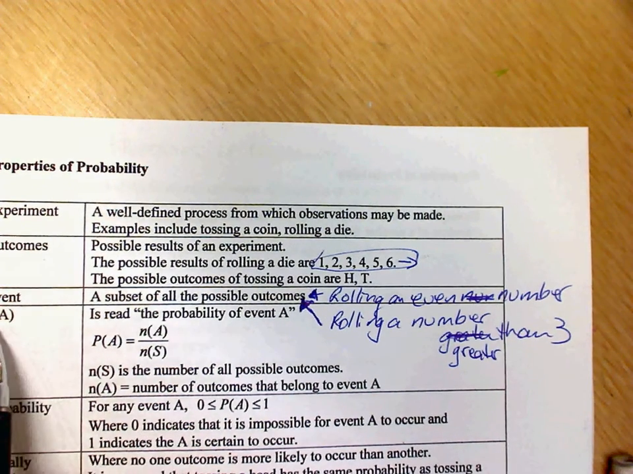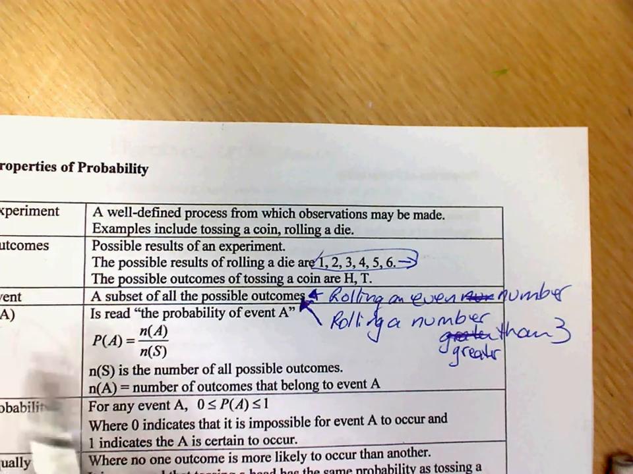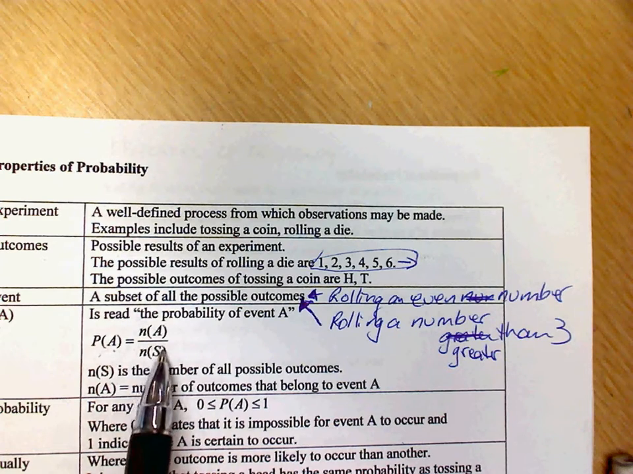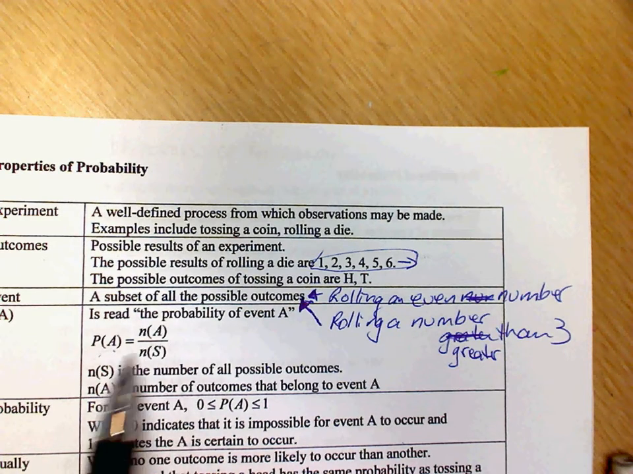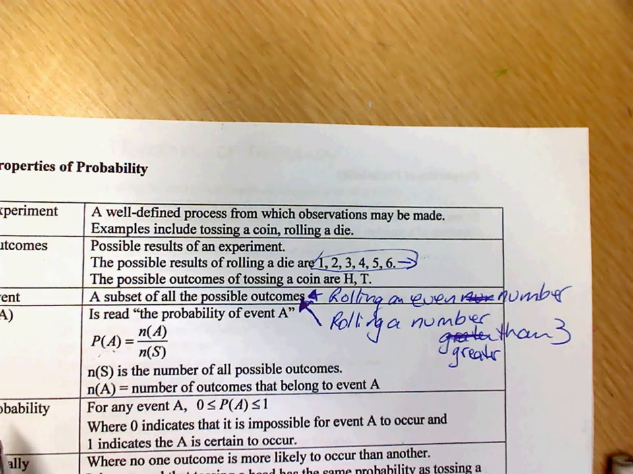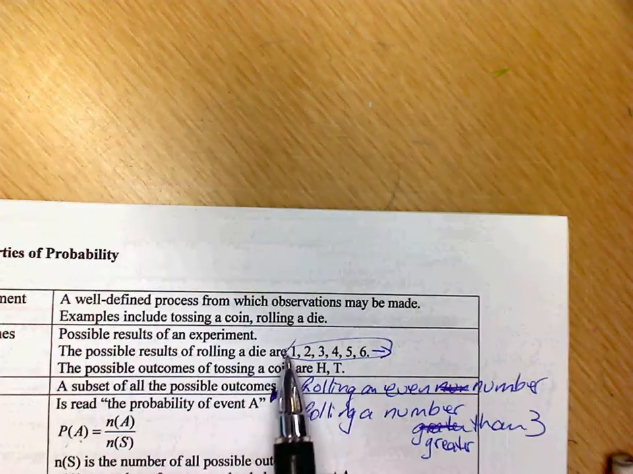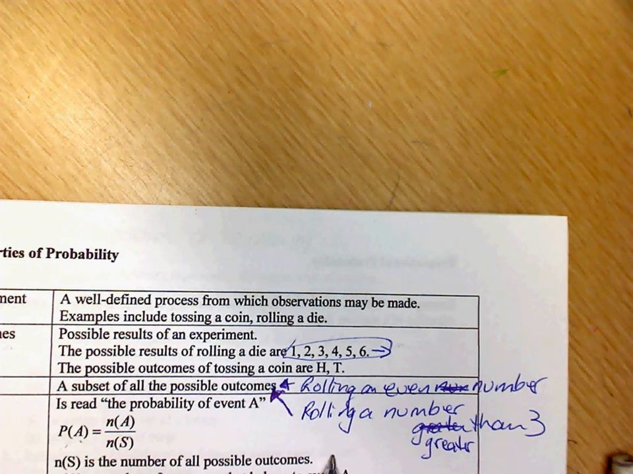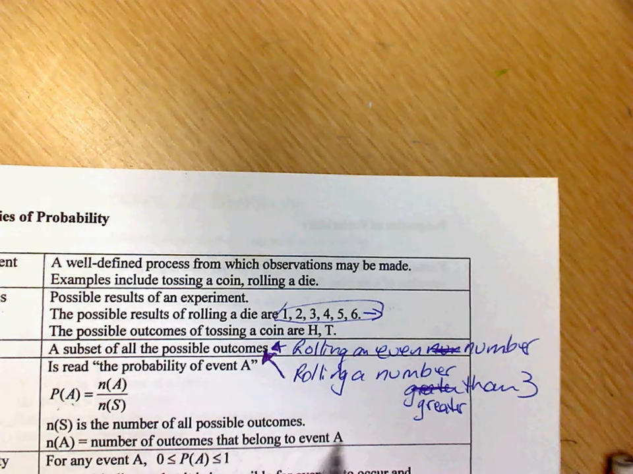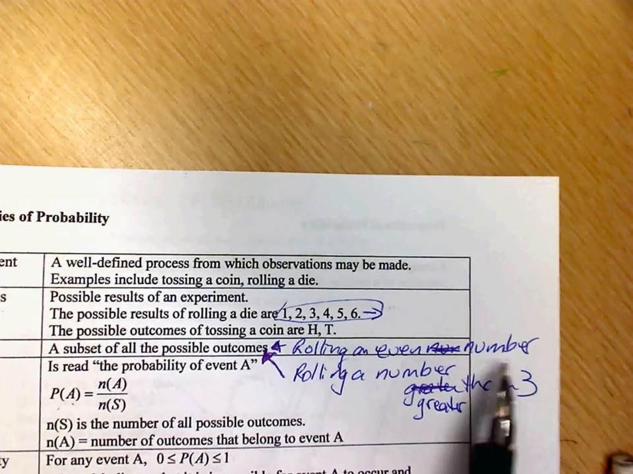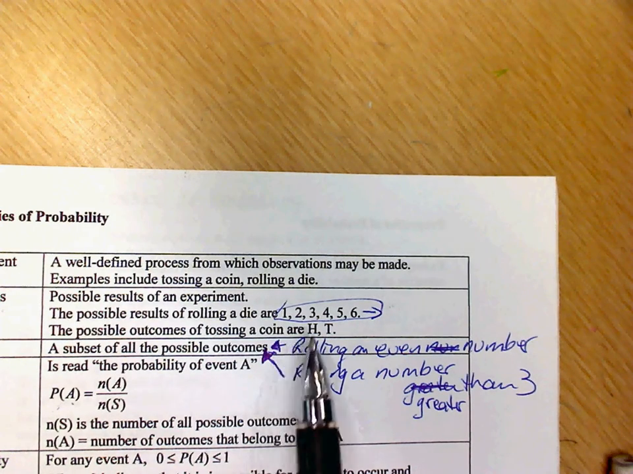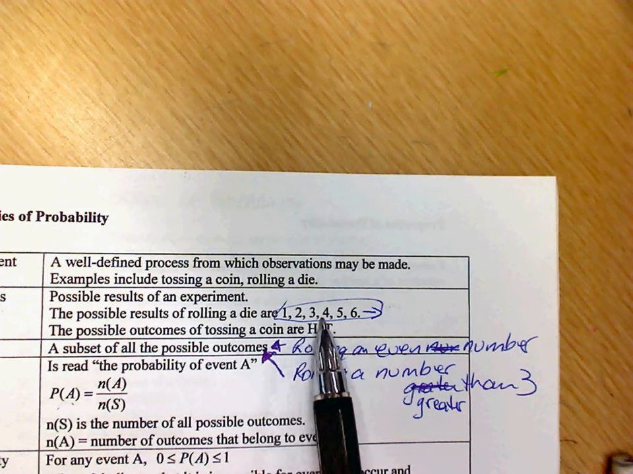The probability of any event A is read the probability of event A equals the number of ways A can happen over the number of possible outcomes in your sample space. Okay? NS is the number of all possible outcomes. So in this case, if we roll a die, we have 1, 2, 3, 4, 5, 6 possible outcomes. The number of outcomes that belong to event A, well, let's say A is defined as rolling an even number, the number of ways we can roll an even number is 1, 2, 3.